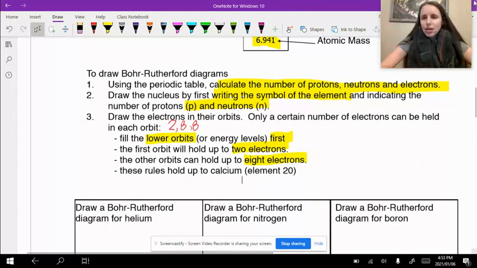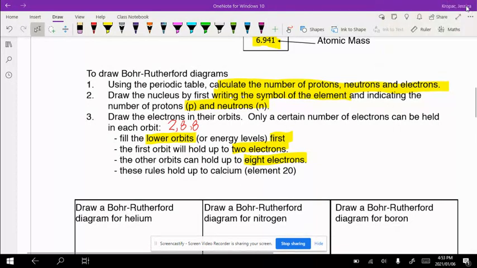I'm going to close the camera down so I can actually write and you're not looking directly at my nose. So let's go ahead and draw ourselves a Bohr-Rutherford diagram of helium.